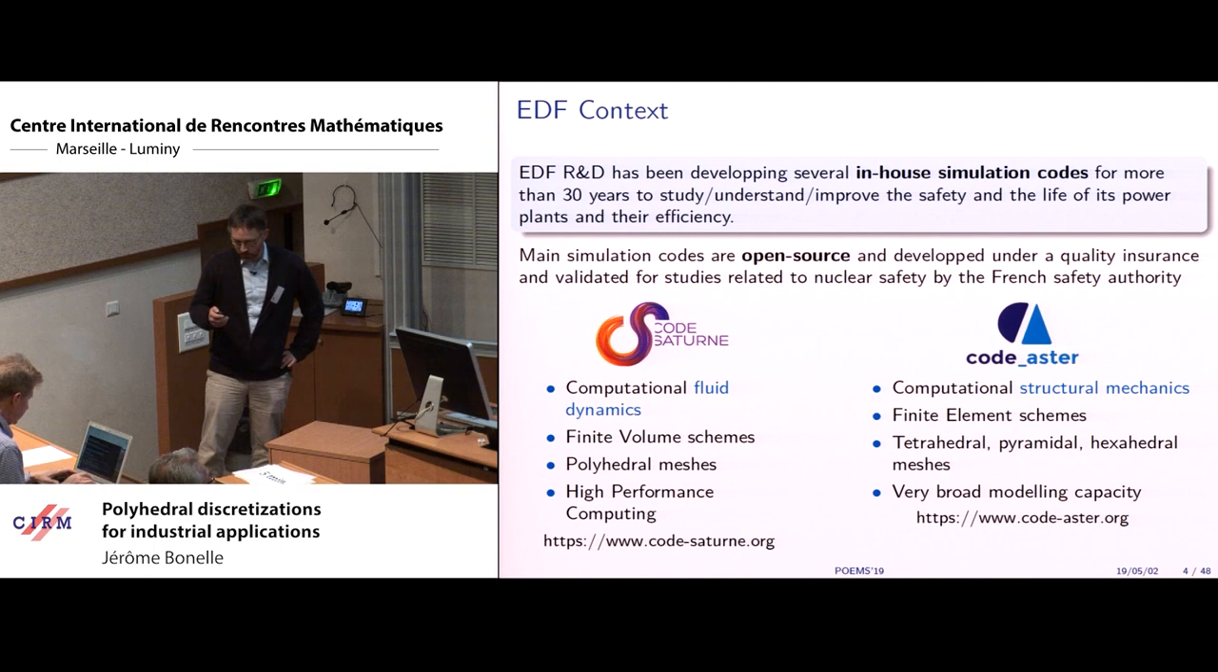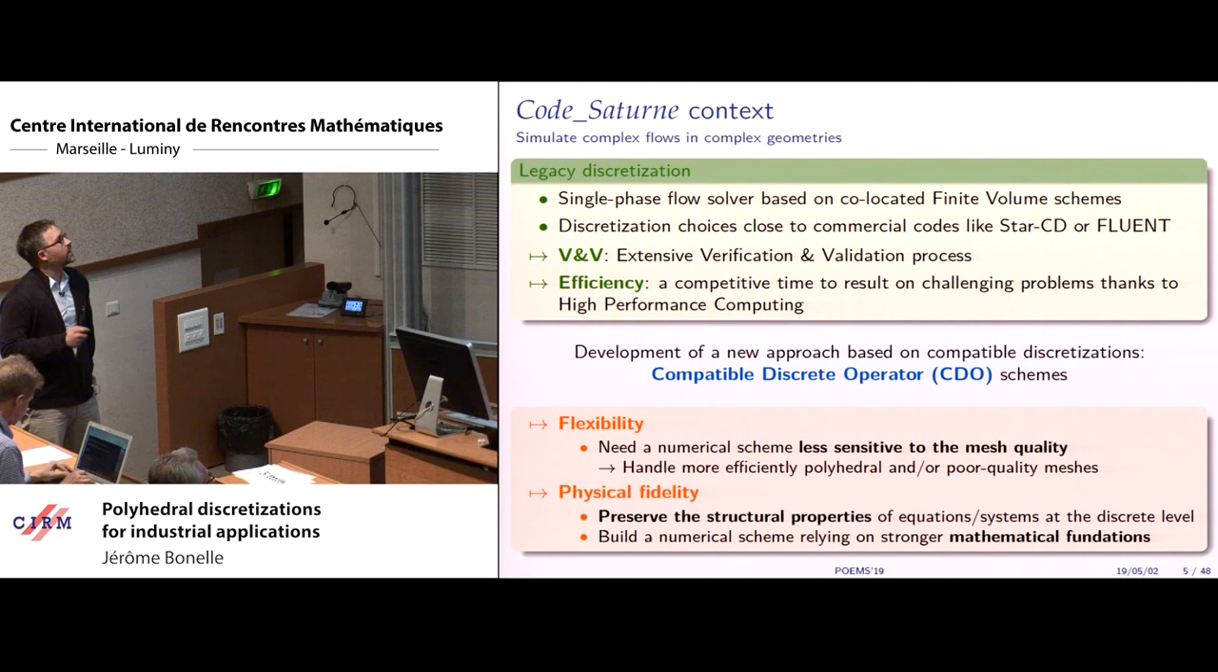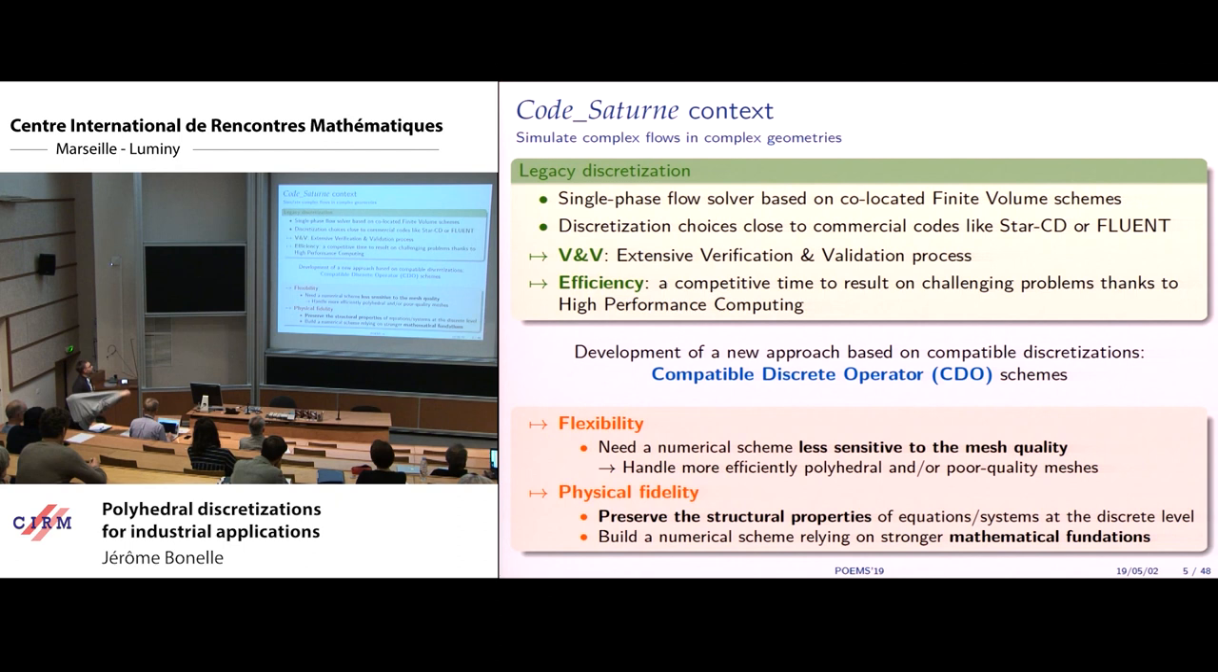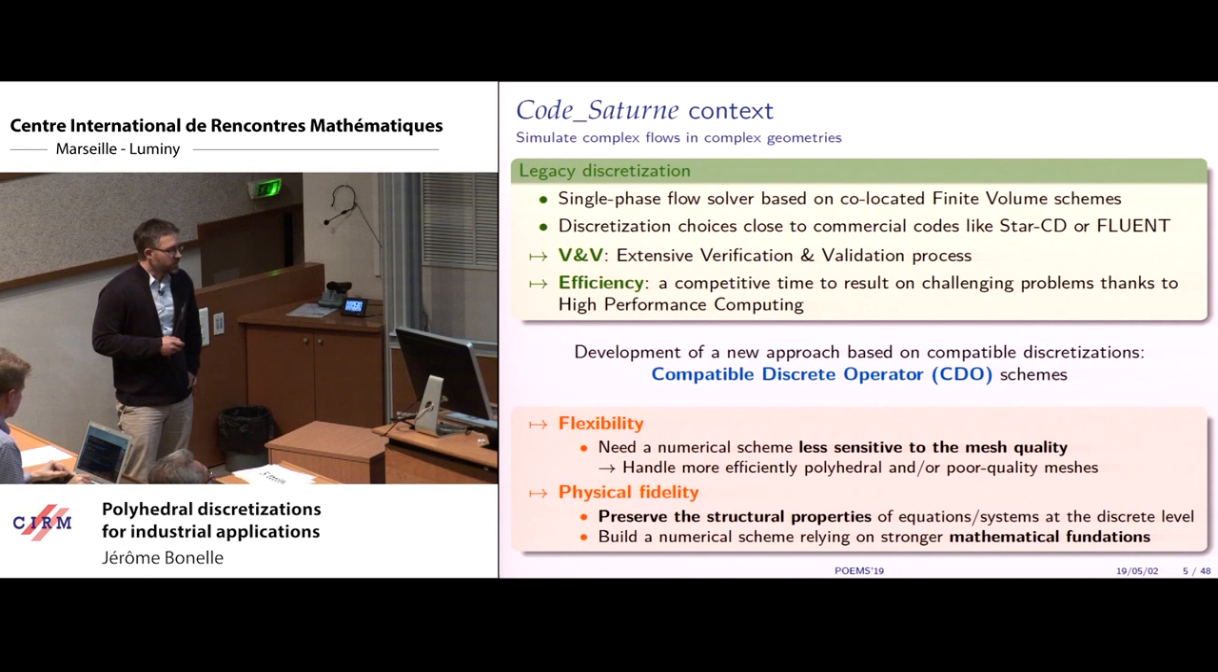So to be more specific regarding Code Saturne, the code with which I work, this is a single phase flow solver based on collocated finite volume schemes. This is a discretization which is quite similar to what you can find in commercial codes like StarCD or Fluent. Two main features of Code Saturne are its extensive verification and validation process, and also the effort put to have an efficient solver with respect to high-performance computing.